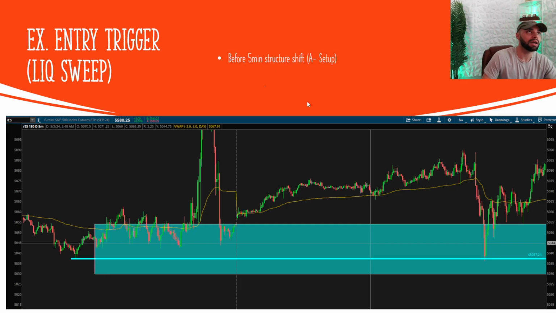Right? But this was A-. Why was it A-? Because we did not wait for the 5-minute structure shift, right? As this would have come back up and pumped to VWAP, would have made a new high, the market would have come back down, and you could have taken it here and put more size down because the 5-minute structure shifted to bullish.